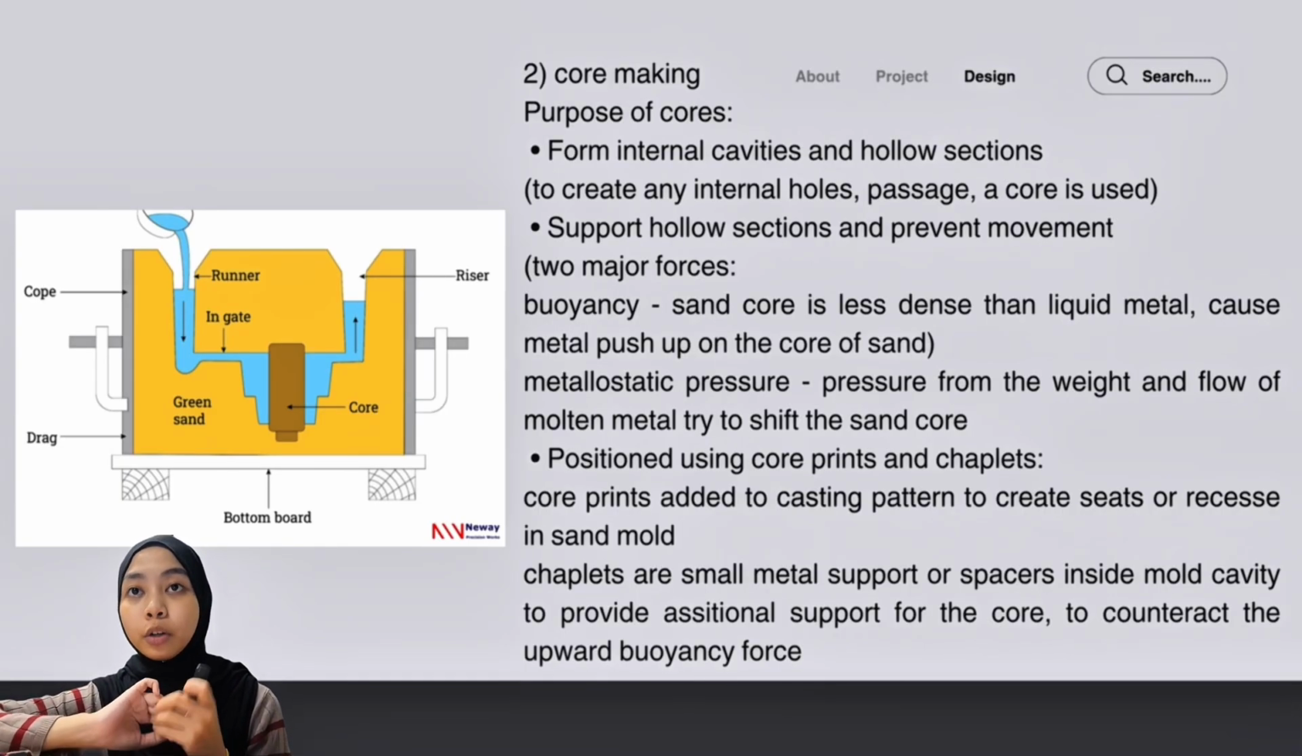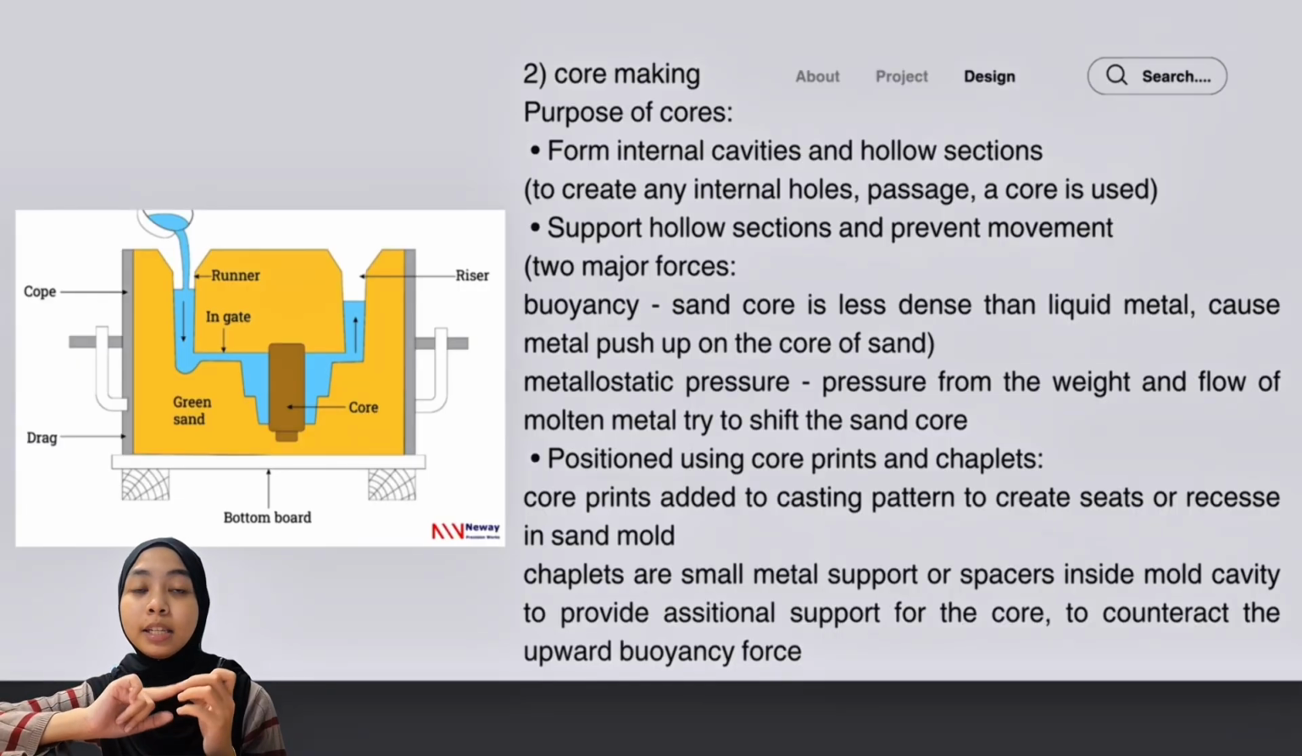Next, for the second process, which is the core making. So the purpose of the cores is to form internal cavities and hollow sections to create any internal holes or passages. So this is to support hollow sections and prevent movement, which there are two major forces. First one is buoyancy force.